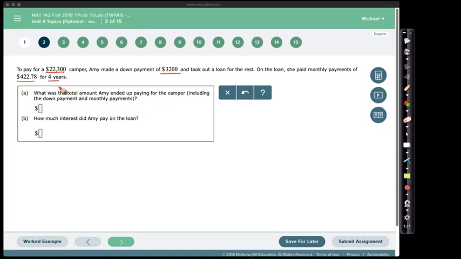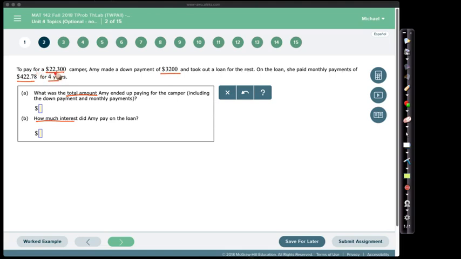Now we look at the question: what was the total amount Amy ended up paying? So total amount paid is what we're looking for here. And then down here, how much interest? Notice up in the question itself, there is no word about simple interest. We will not be using the simple interest formula, because it is not saying anything about simple interest.